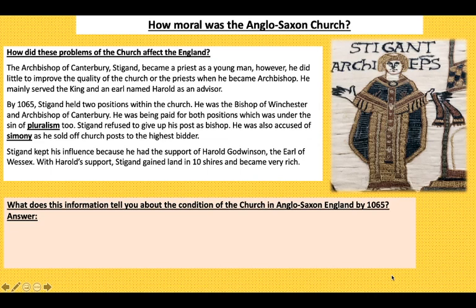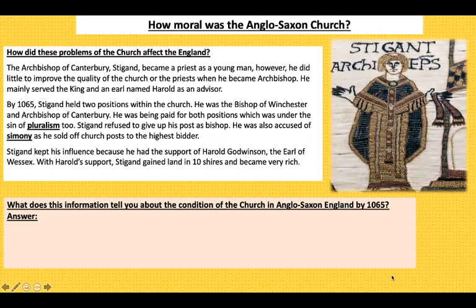Okay, so how did these problems affect England? Okay, so how did the problems of the church affect England? So we've got the Archbishop of Canterbury here as an example. His name is Stigand, and he became a priest as a young man. However, he did little to improve the quality of the church or the priests when he became Archbishop. He mainly served the king and an earl named Harold Godwinson as their advisors.